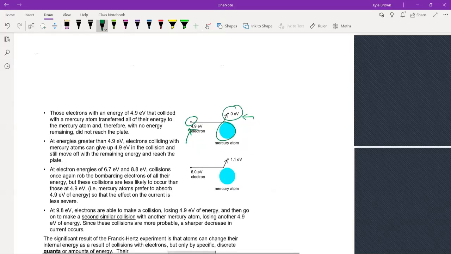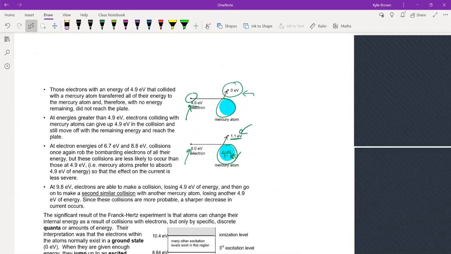Okay. And then energy is greater than 4.9. So let's say this thing came in with 6 electron volts, then the mercury atom would gobble up 4.9 electron volts, and the electron would leave with whatever it had left, so 1.1 in that case. And then at energies of 6.7 and 8.8, it likes those energies, but it doesn't like them as much as 4.9. 4.9 is what it prefers. It really likes that amount of energy.